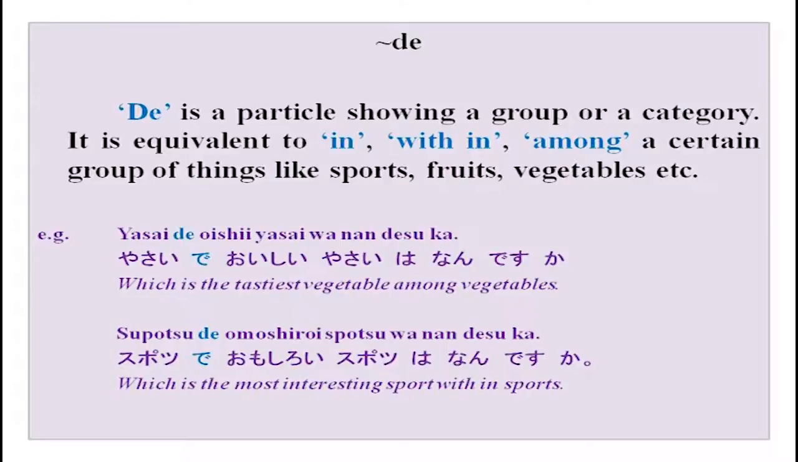Now, you can see that this is the explanation given over here. For example, yasai de oishii yasai wa nan desu ka? Or sports de omoshiroi sports wa nan desu ka? So, you can practice like this. It means in, within, among a group or a category, showing a group or a category.